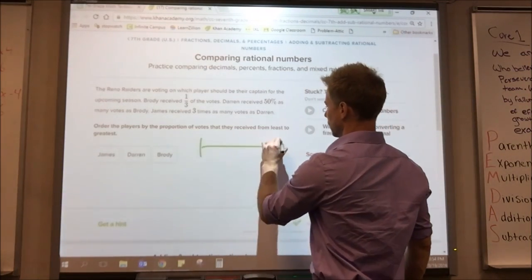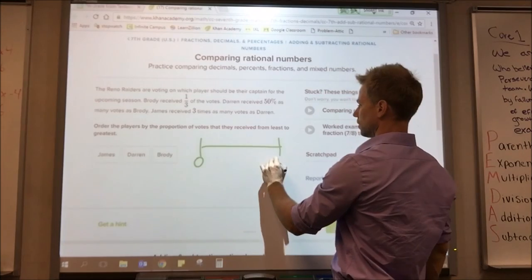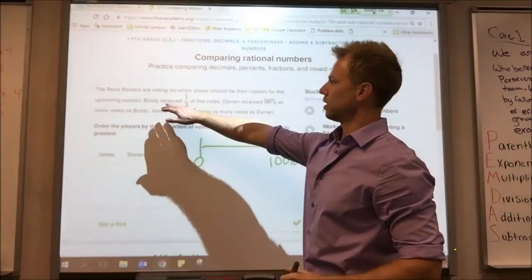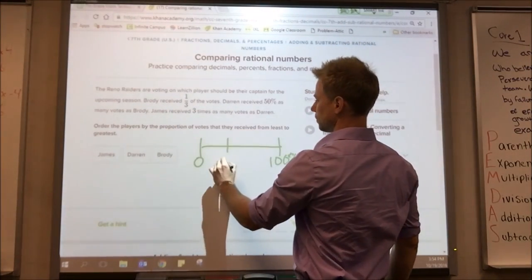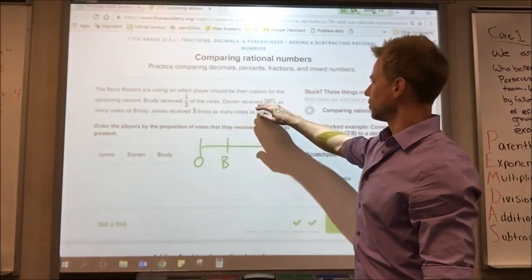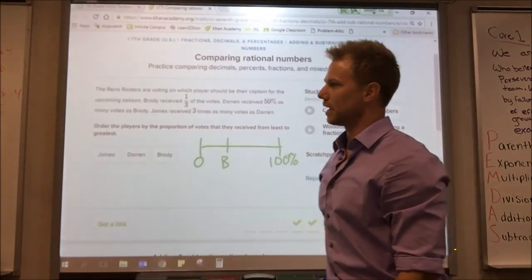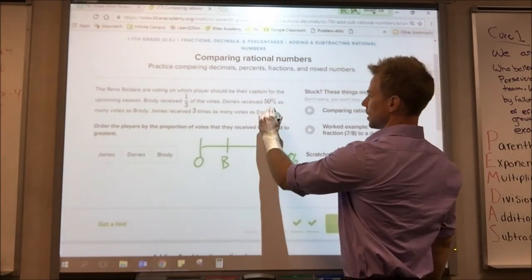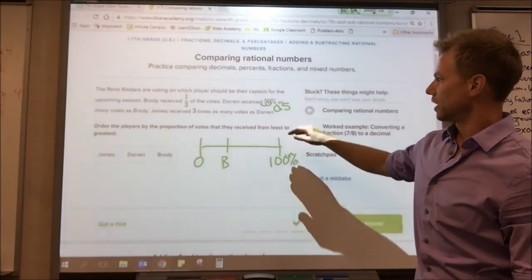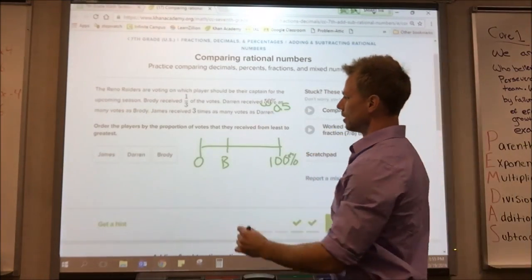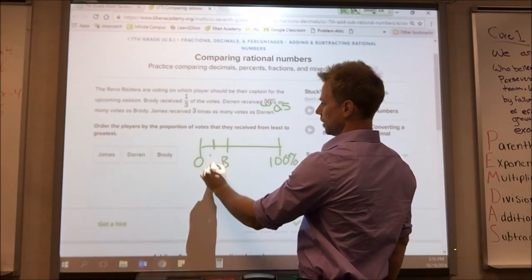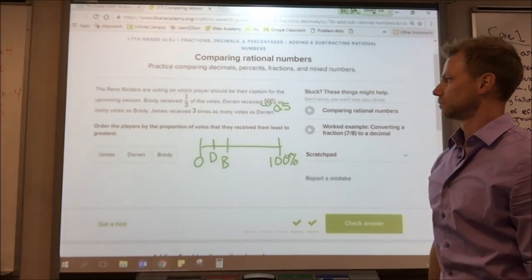Okay, so if this number line represents the votes, 100% of the votes, Brody received 1/3. So about 1/3, we'll put a B for Brody. Then Darren received 50% as many as Brody. Well, 50% as a decimal would be 0.5. So Darren received half as many as Brody. So if I take Brody's votes and cut them in half, that would be Darren's votes.